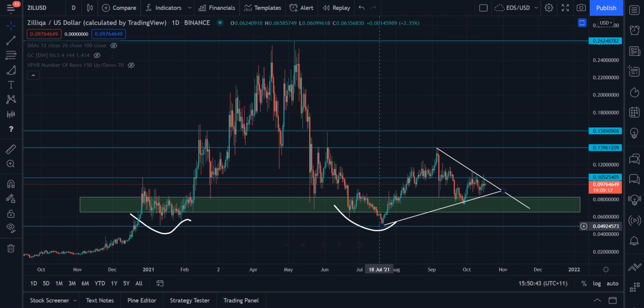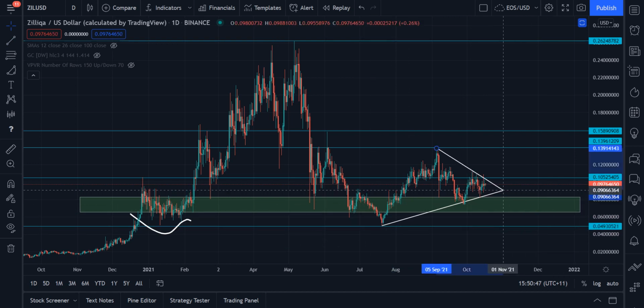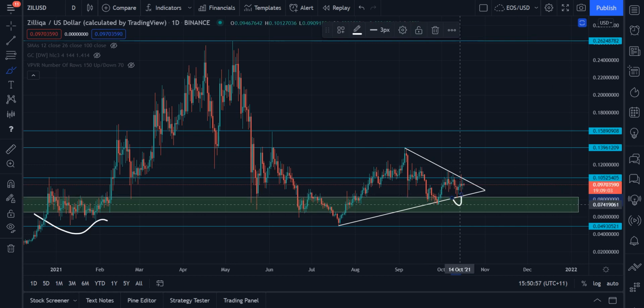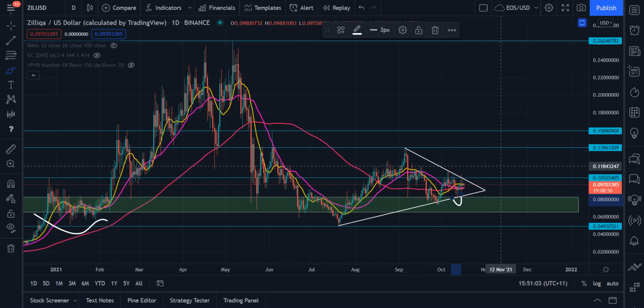Let's remove this so we can see this a bit better, and we'll bring the edge of this triangle back in. We can see that right now we were actually attempting to break out of this triangle, because we've just seen a test to the bottom of the triangle, and hence the next logical move is a break to the upside. After we see a test to the bottom, we need to test the top. We're testing the top right now, and given the fact that all of these SMAs are converging, it means that a breakout is imminent. I think that's going to happen to the upside.